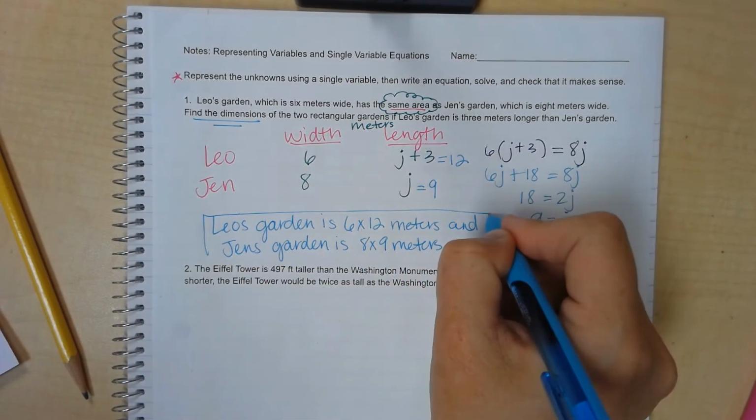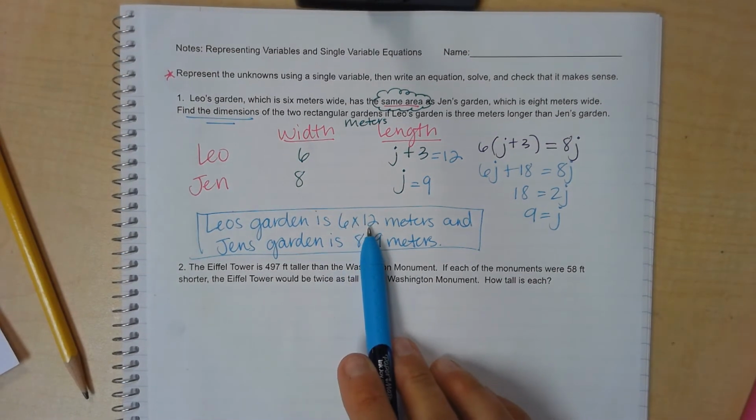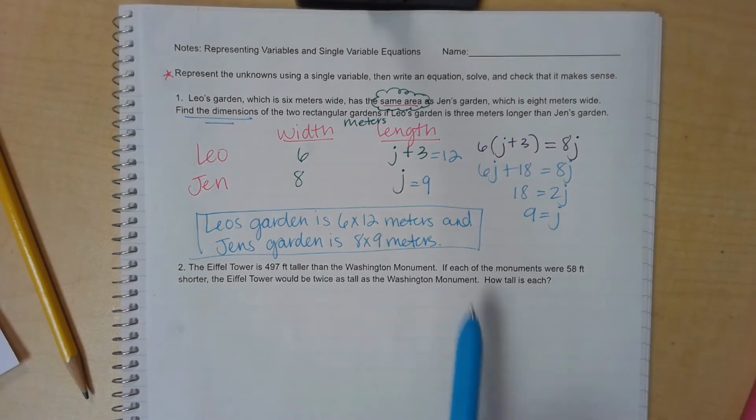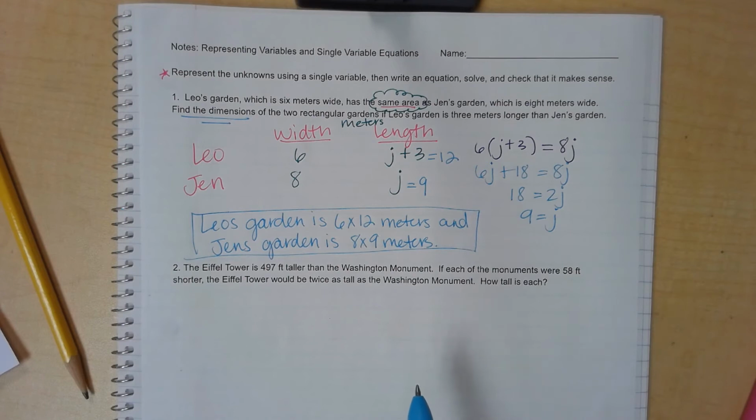And if we want to check our answer, the area of their gardens has to be equal to each other. So 6 by 12 would give me an area of 72 square meters. 8 by 9 would give me also an area of 72 square meters. Okay?